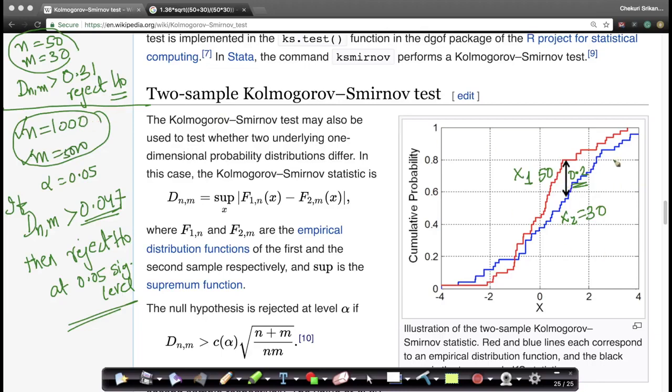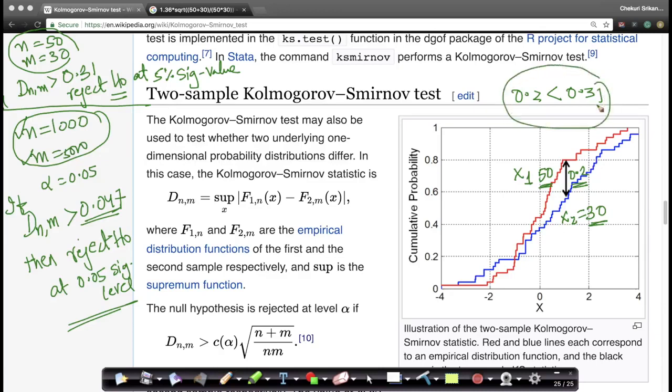So let's do this exactly. What I have here is a gap of 0.2. Let's assume I have 50 observations for x1 and 30 observations for x2, and I test the hypothesis at 5% significance level. That's important. You should always mention your significance level or p-value. So is the value greater than 0.31? No, it's less than 0.31 because your 0.2 here is less than 0.31. Since your test statistic is less than the threshold, you would accept H0 at a 5% significance level.